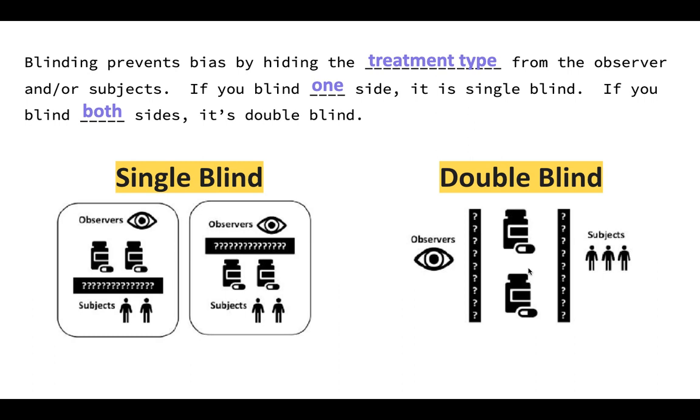So that's what we mean by blinding, and it's just one more way that we can prevent bias, because if the treatment is indistinguishable, if the subjects don't know which one they have, then that takes away one thing that could potentially change their reaction or their response to the treatments.